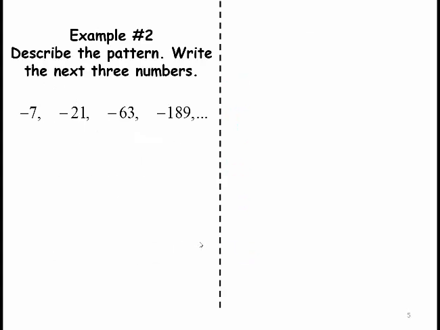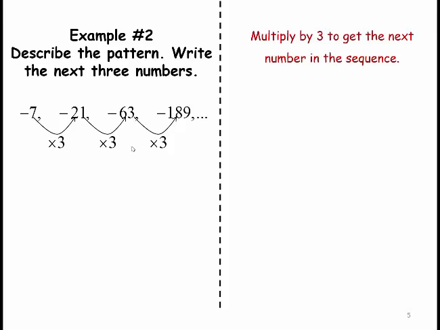Let's do another one. Let's describe the pattern and then write the next 3 numbers. Well, it looks like the numbers are getting pretty big pretty quickly. What I notice here is that to go from 7 to negative 7 to negative 23 is times 3. And it's the same thing on each side. 3 times negative 21 gets me negative 63, and so on. So all I'm going to do is multiply by 3 to get the next number in the sequence.